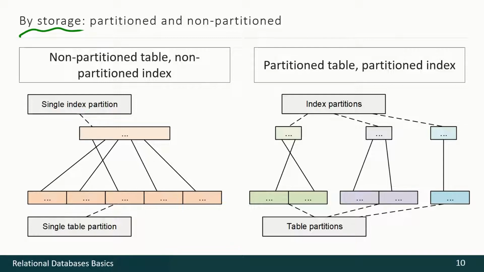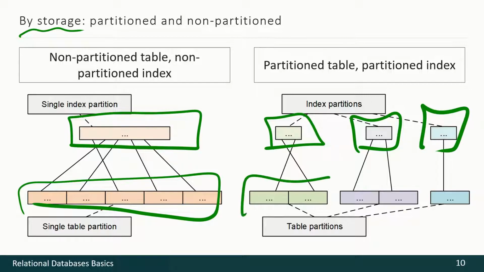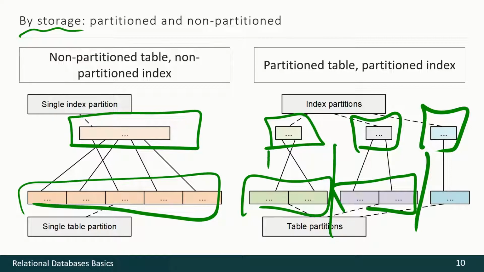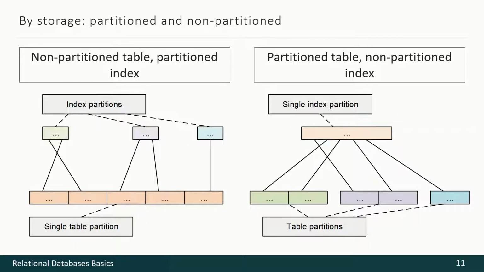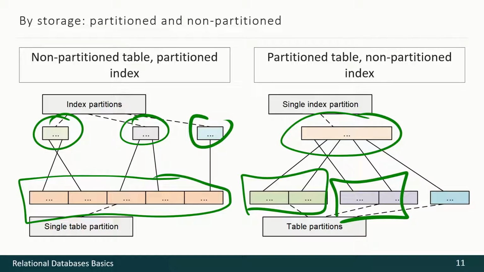By storage, there are a lot of combinations. Maybe a single partition index and single table partition, maybe a partitioned index and partitioned table. You may put such table partitions on different HDDs or SSDs or any other physical storage. And there may be such variations as a partitioned index and non-partitioned table, or a non-partitioned index and partitioned table, and so on. It all depends on the implementations and DBMS capabilities.